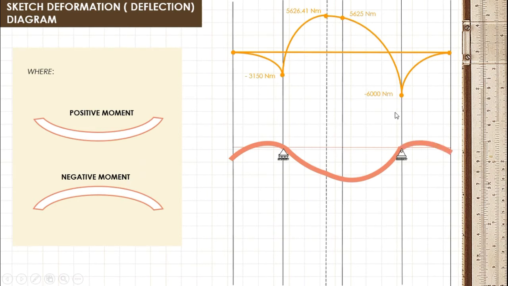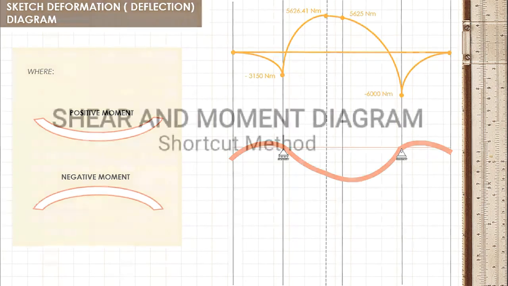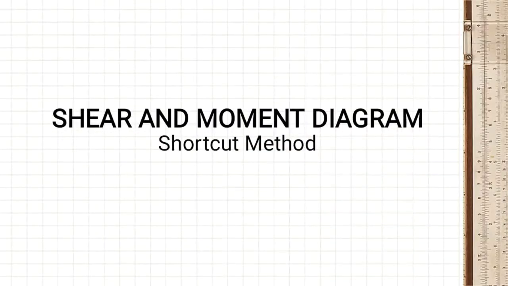So through this diagram, we will see or locate the behavior of deformation of our beam due to the loading from point A to E. So, we will call this diagram the deflection diagram. So now we will proceed to the shear diagram shortcut method.